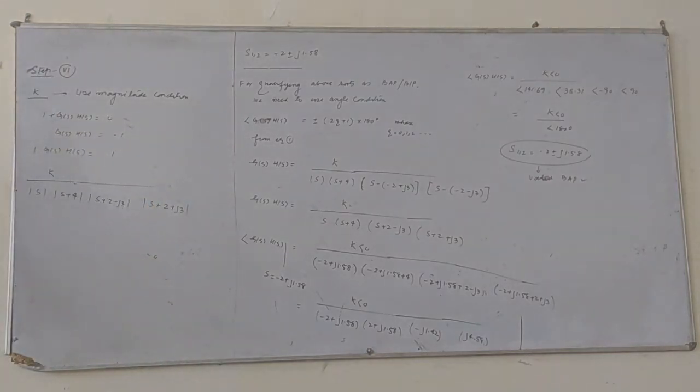Now substituting the first value, what's the value? The value of this is -2 point. One of them we have to substitute.